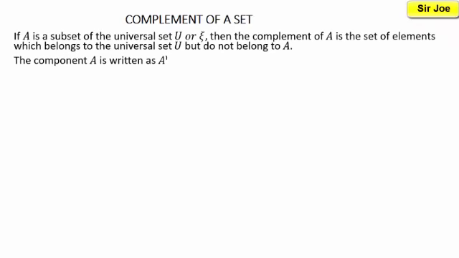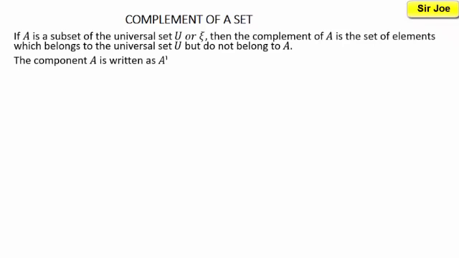Now let's move on to the last aspect of today's class. That's the complement of a set. If A is a subset of a universal set U, or the symbol over there also represents the universal set, then the complement of A is a set of elements which belong to the universal set U but do not belong to A. The complement of A is written as A complement. That symbol over there makes it the complement. If you write it without that symbol, then it's not a complement.